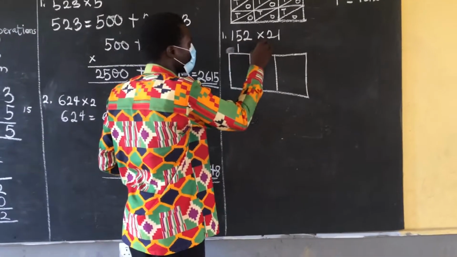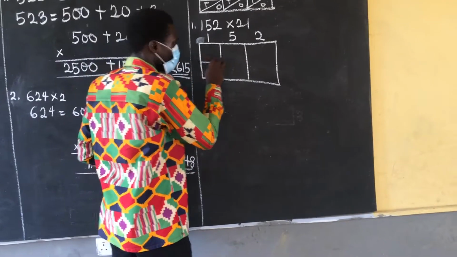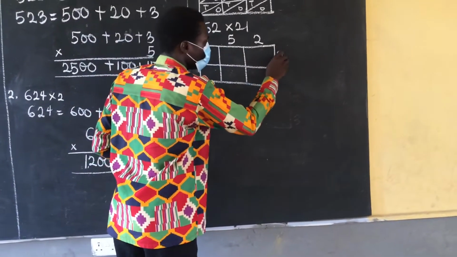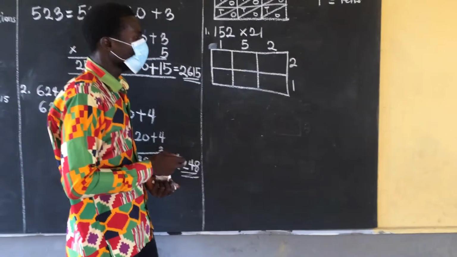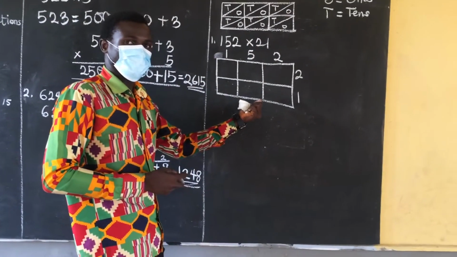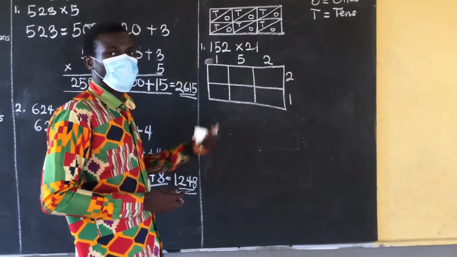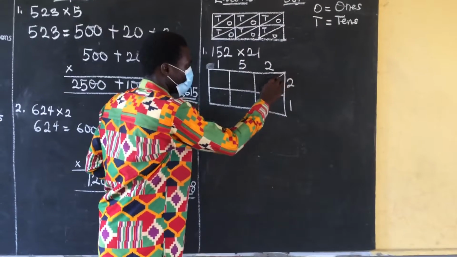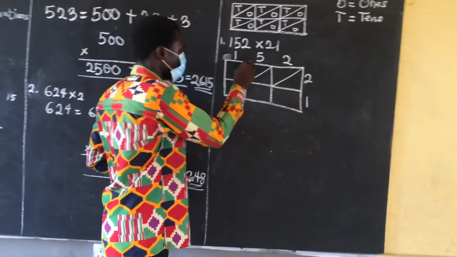So 152. Then I'll go by this as 21. So I've been able to get my lattice method. But I have to continue because I need my horizontal line. So I'll draw my horizontal line in each of the boxes.